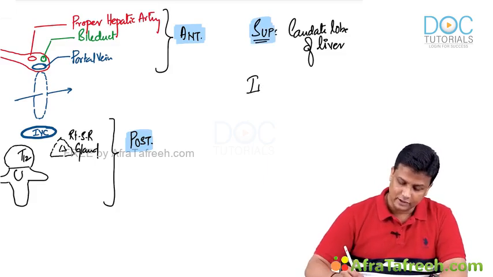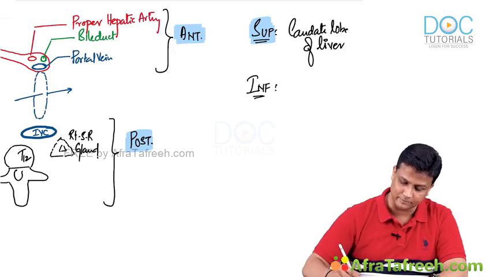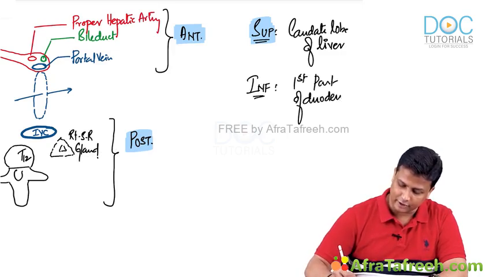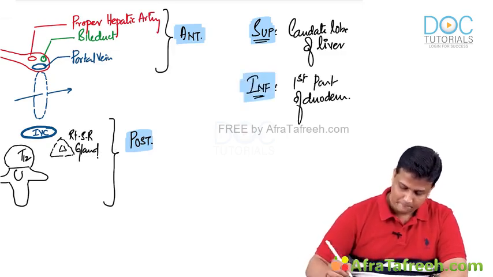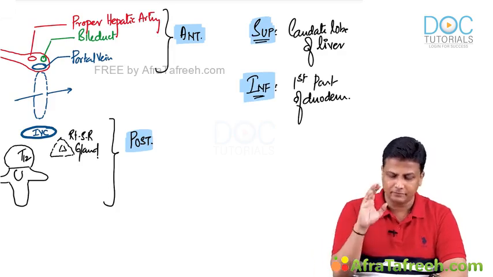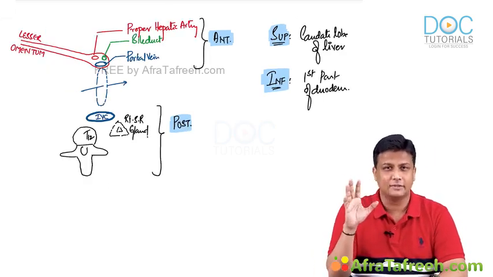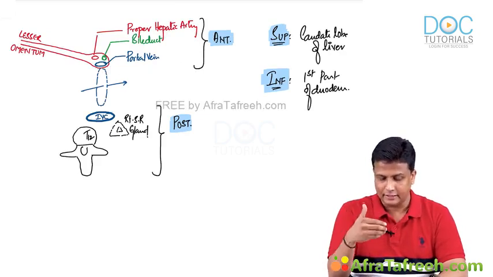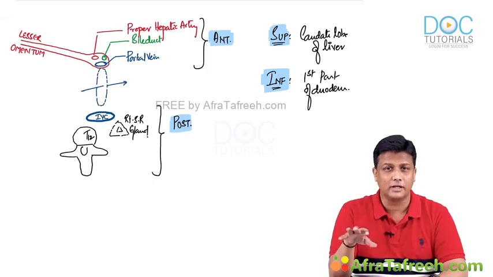Then what do you have inferiorly? Inferiorly, you actually have the first part of the duodenum. Below the epiploic foramen, you have got the first part of the duodenum. And by this, it makes all the boundaries of the epiploic foramen extremely easy, guys. Anterior, posterior, superior, inferior, without mugging. No need to mug up. Try to understand very conceptually.